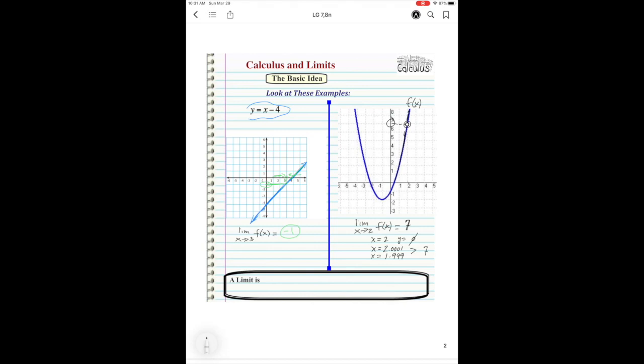So what is a limit? Well, a limit is the y value, or output, as you approach a specific x value. Okay, so that's the very basics of it.